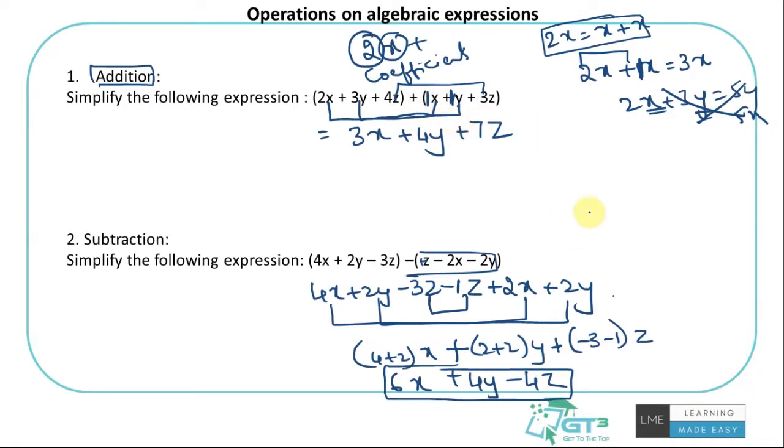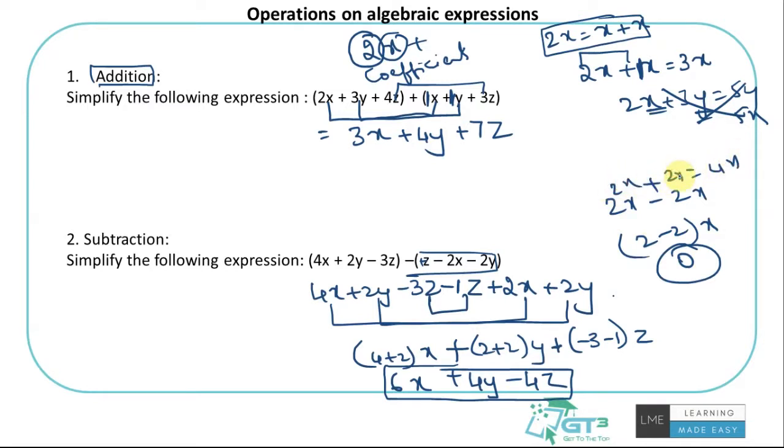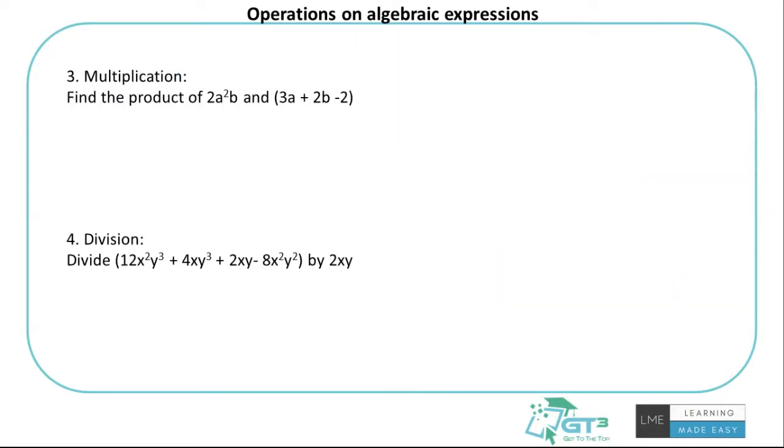If I have an expression like 2x minus 2x, so this is 2 minus 2 into x, so that's 0. 2x plus 2x will be 4x. And these are the basic things that you need to be able to do before you get into slightly advanced levels, right? So make sure you know these concepts well.